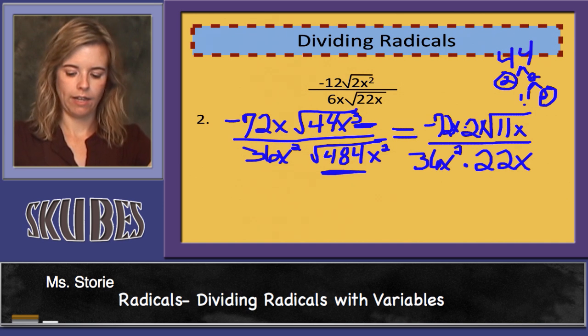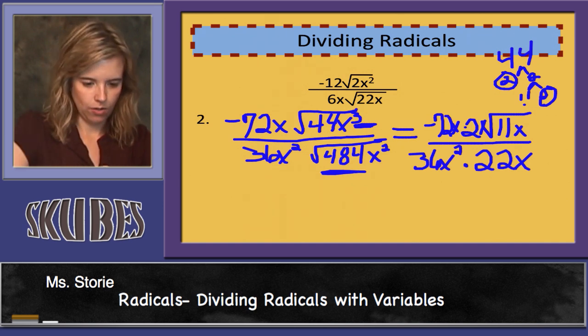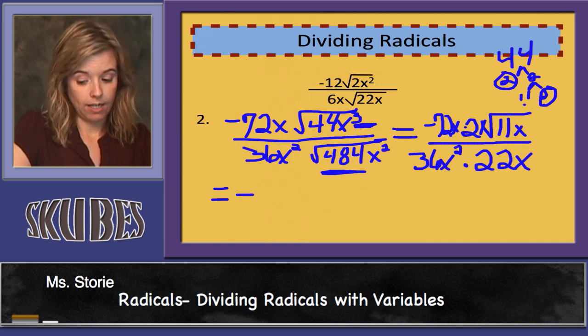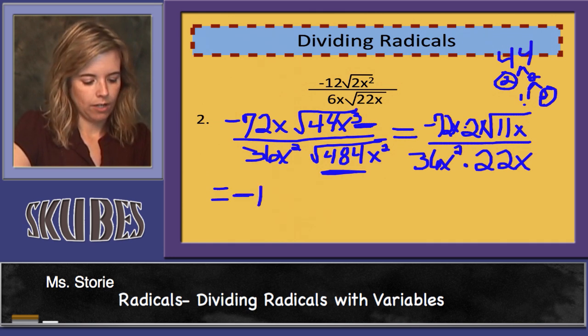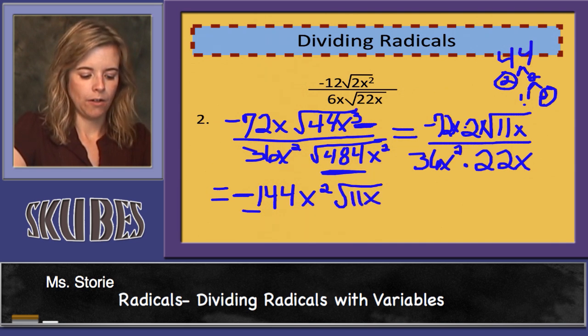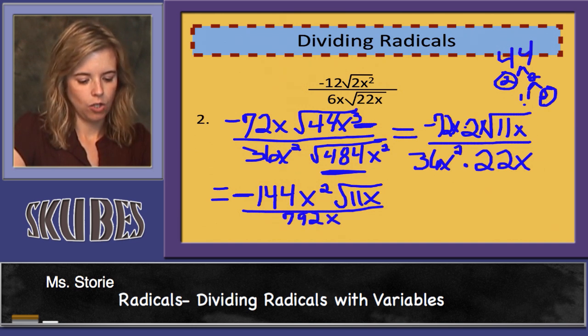Let's go ahead and multiply that out. So we're going to take negative 72x times 2x, and we're going to get a negative number, and it's negative 144x squared, because when you multiply exponents, you really add them. And then you still have your radical 11x. And then on the bottom, you're going to end up with 792x cubed.